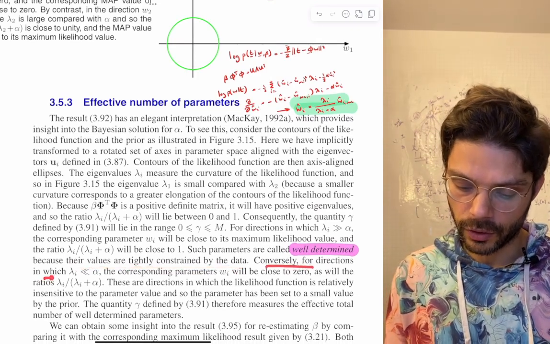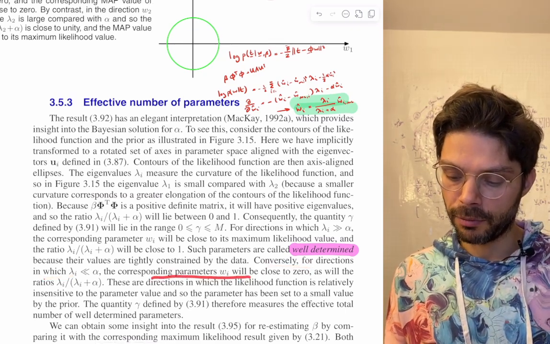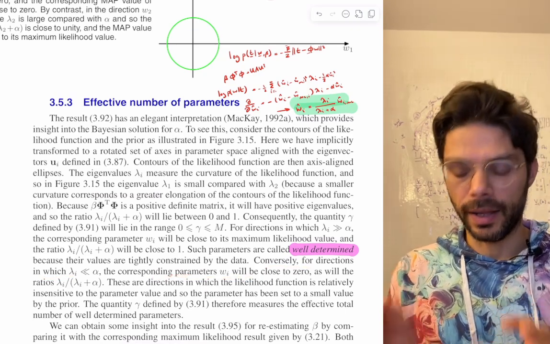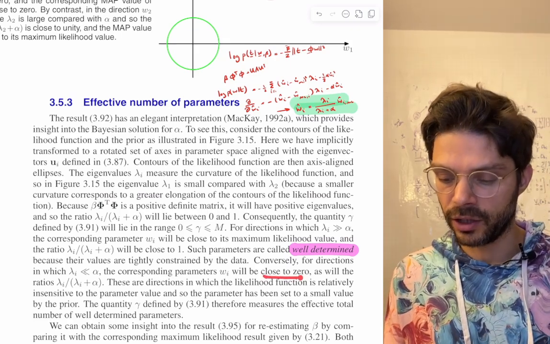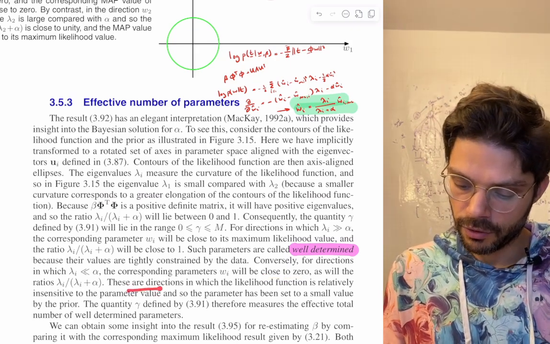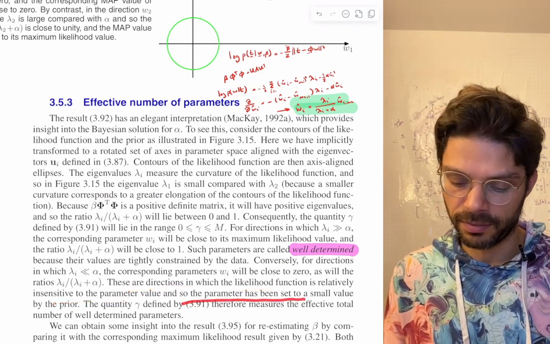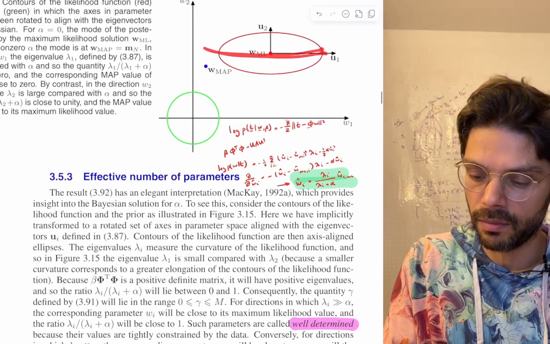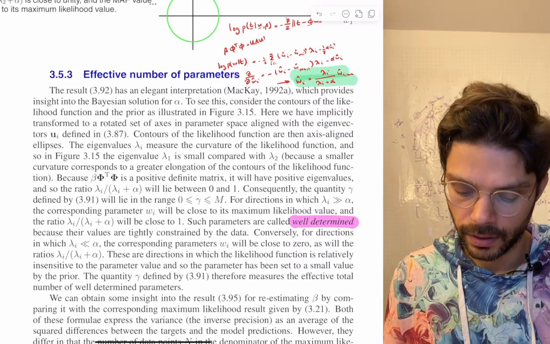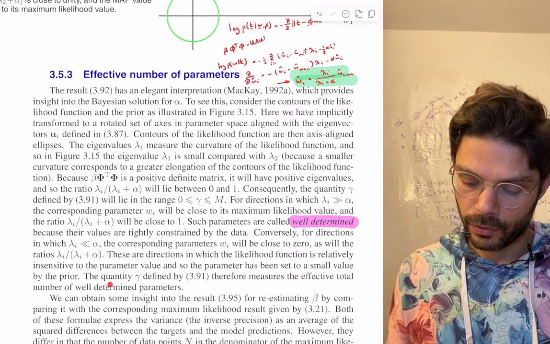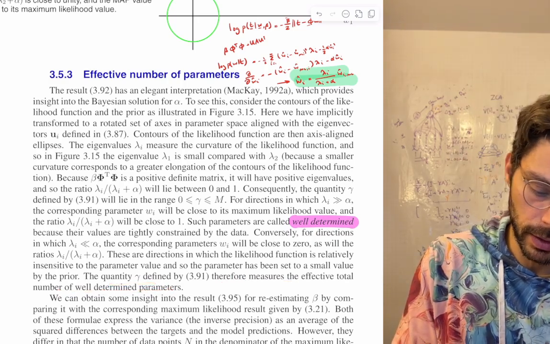Conversely, for directions in which lambda i is much less than alpha, this precision is providing the scale, and the corresponding parameters will be close to 0. They're close to 0 because the prior value was 0. So in general, it'll be close to whatever the prior value is. These are directions in which the likelihood function is relatively insensitive to the parameter value, and so the parameter has been set to a small value by the prior. We have a huge error bar, so let's just pull it to 0. We won't take a penalty if we do. The quantity gamma therefore measures the effective total number of well-determined parameters. That's the important idea.